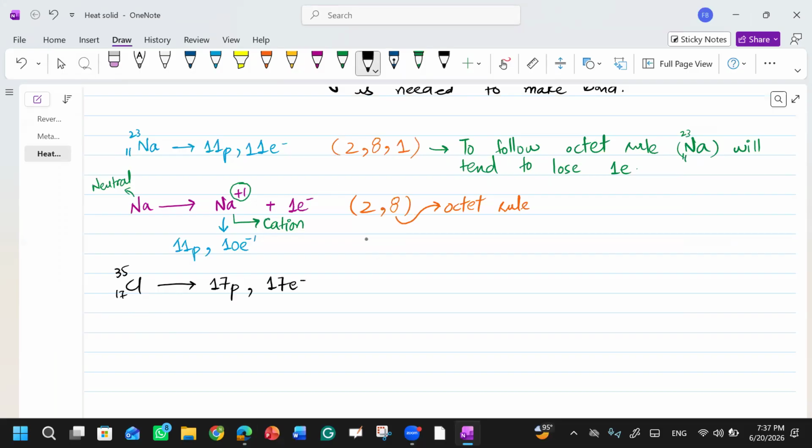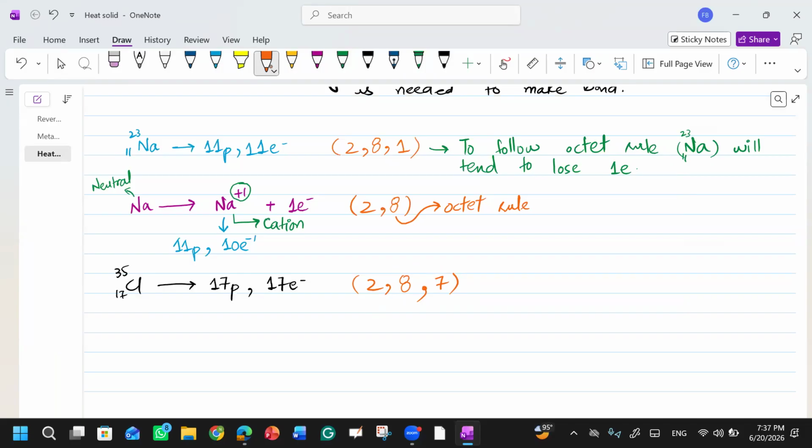Now I am writing its electronic configuration. In the first shell there will be 2, in the second shell there will be 8. Now how many are left behind? 2 plus 8, 10, so 7 remain in the valence shell. What is the best possibility for chlorine, to lose these 7 electrons to complete the octet, or to gain 1 electron? It is the best possibility for chlorine to gain 1 electron.